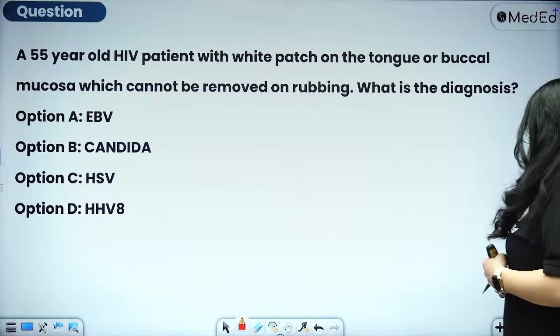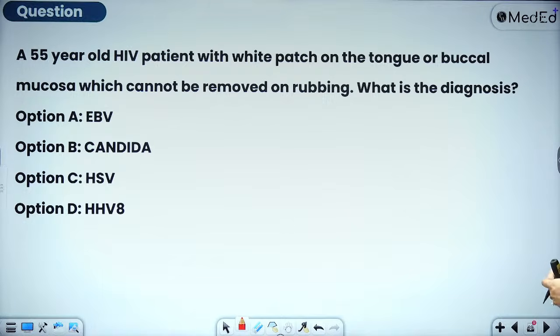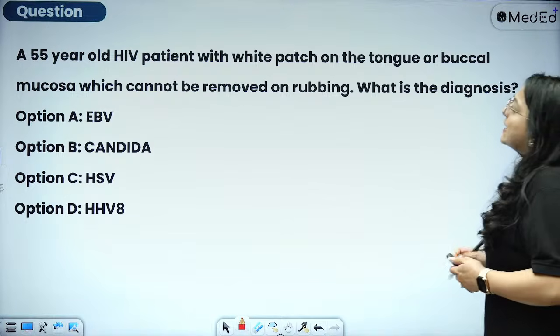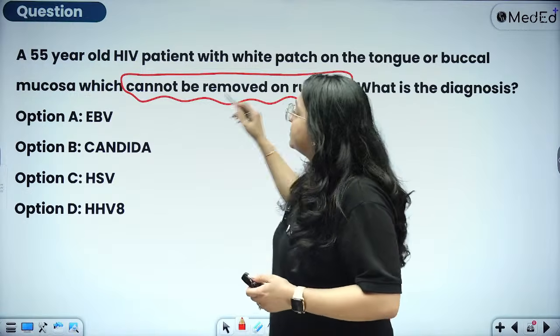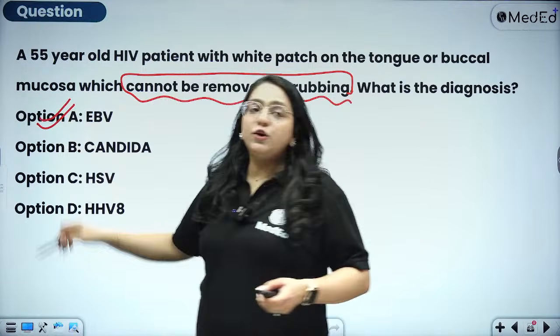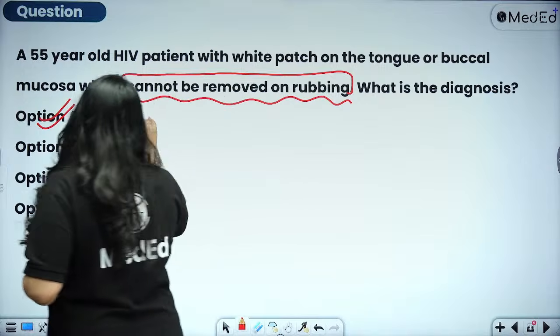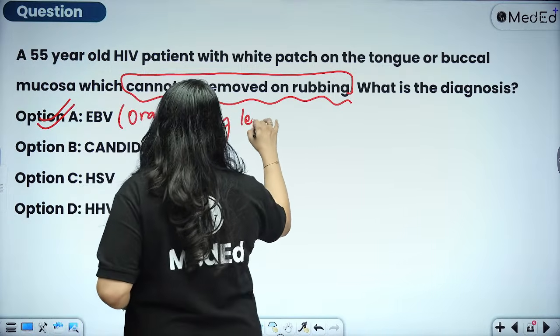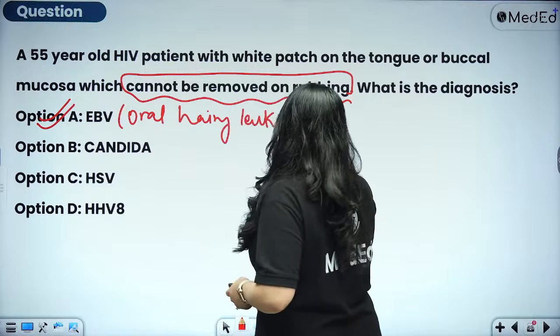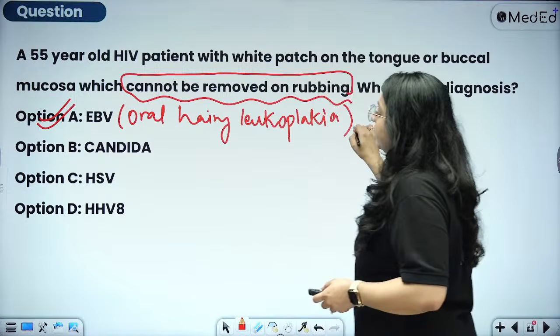A 55-year-old HIV patient with a white patch on the tongue or buccal mucosa that cannot be removed on rubbing. We have just discussed this. Epstein-Barr virus leading to oral hairy leukoplakia. Oral hairy leukoplakia. Yes? No problem.